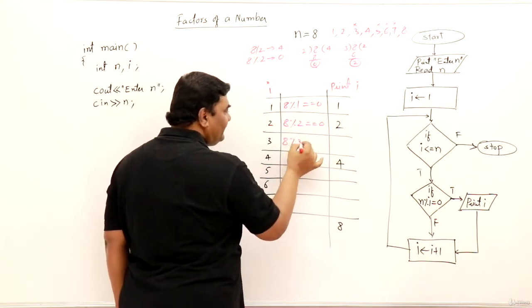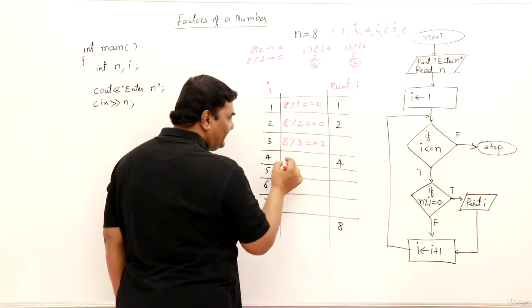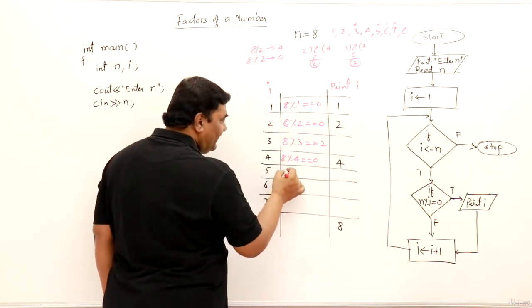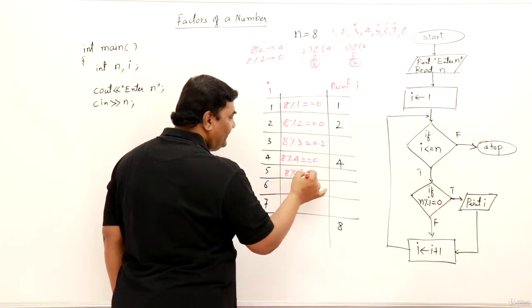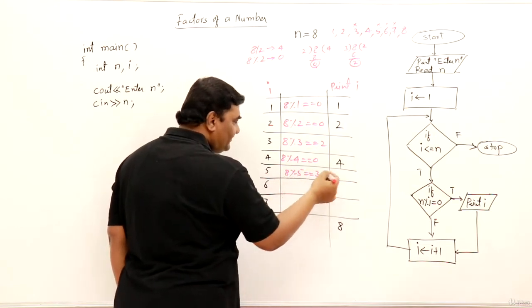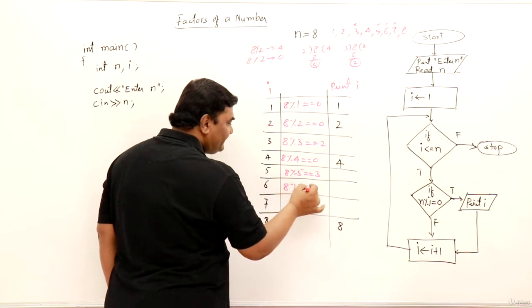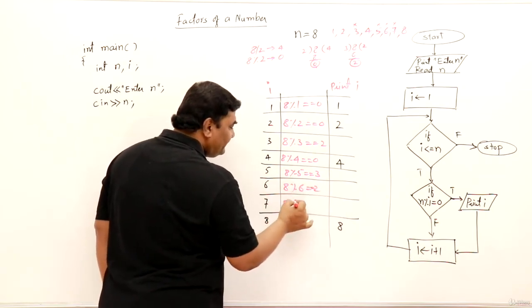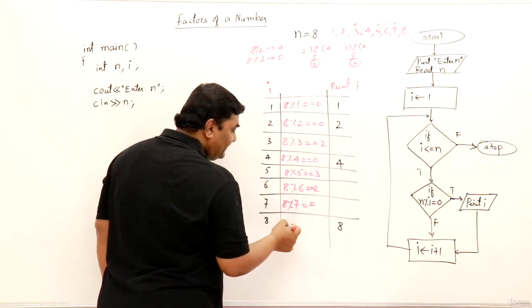Then 8 mod 3, remainder is 2. Don't print it. 8 mod 4, remainder is 0. Printed. And 8 mod 5, remainder is how much? 3. Don't print it. Then 8 mod 6, remainder is 2. Don't print it. Right? And 8 mod 7, remainder is 1. Don't print it.